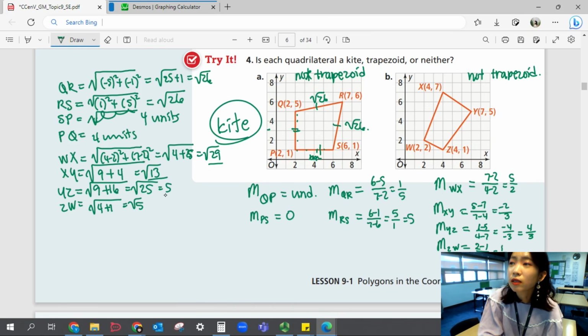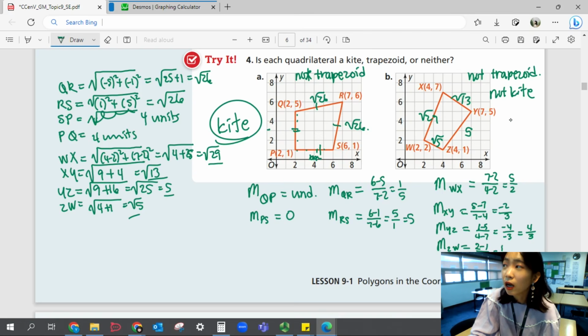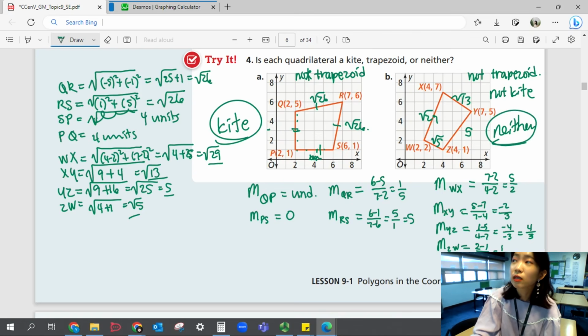So these are all different distances, right? Square root 29, square root 13, 5, and square root 5. And they're all different. So it is not a kite either. So it's neither. Okay, so those are the answers and the steps for figuring it out for try number 4, A and B.